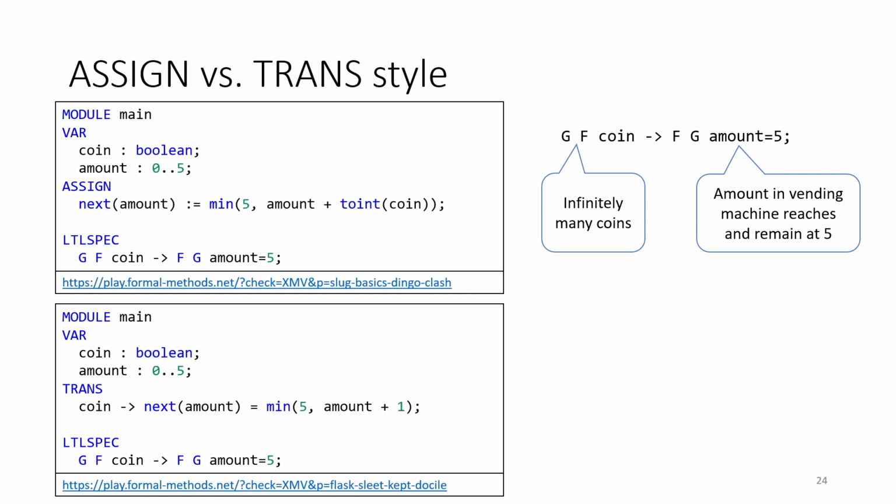we have some LTL property here: always globally finally, or always eventually, if there is a coin, then we will have at some point in the future, and from that point on forever, the amount equals 5. So this basically means if you put enough coins into the vending machine, then the number of coins will reach 5 and stay 5 because there's no way to decrease it, right? If we put no coin, then amount will still stay 5, right? So let's check this property.